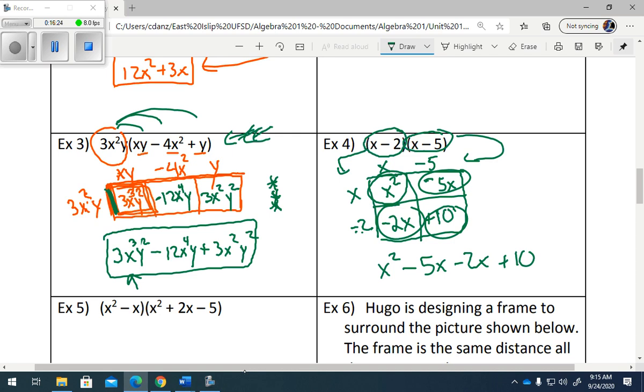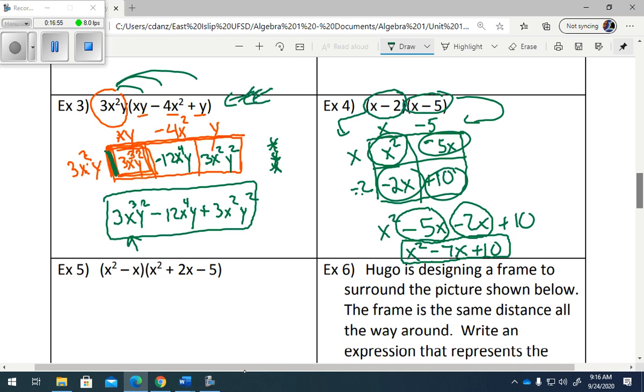And when I write that, it looks like I have 4 terms, but I actually don't classify this as a polynomial with 4 terms. It really is a trinomial, and the reason why is because there are like terms right here. We don't classify our polynomial until we combine like terms. So the answer is x squared minus 7x plus 10. So this is my answer. It is in standard form, and it is a trinomial.